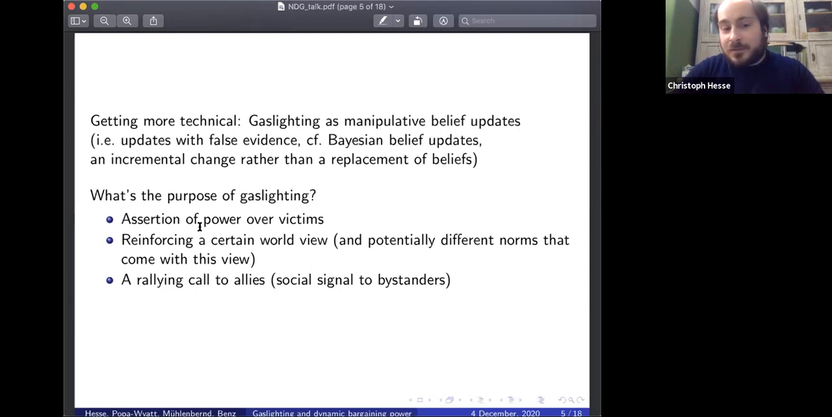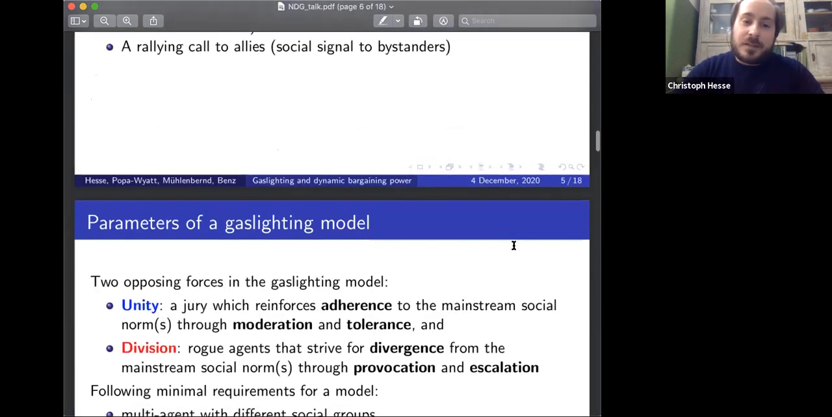And yeah, so the three important aspects about gaslighting and what gaslighting does is it's an assertion of power over victims, it's reinforcing certain worldviews, and it's a rallying call. So it has this social function where it signals to bystanders.